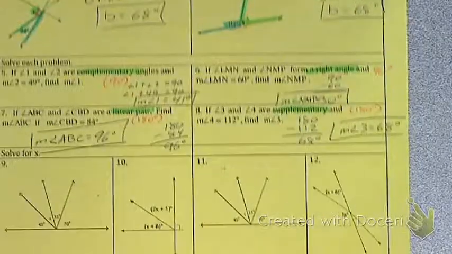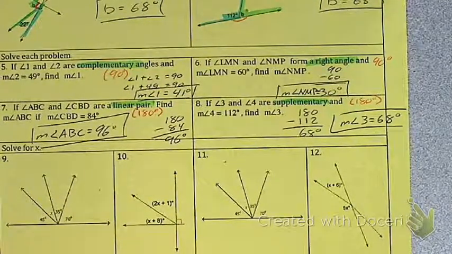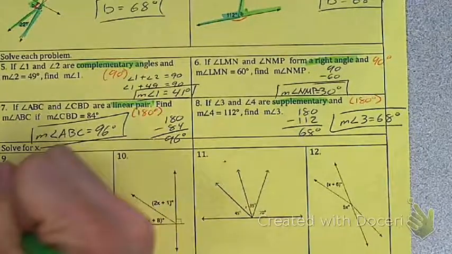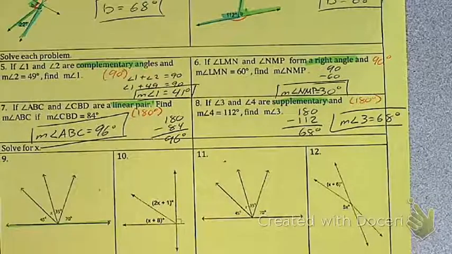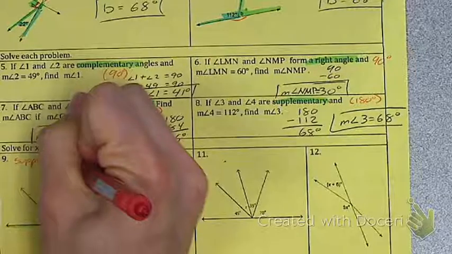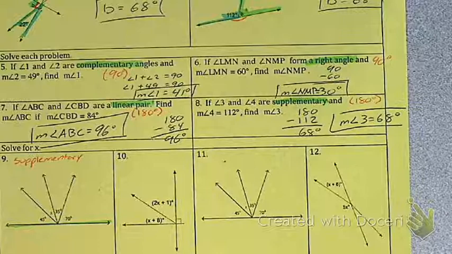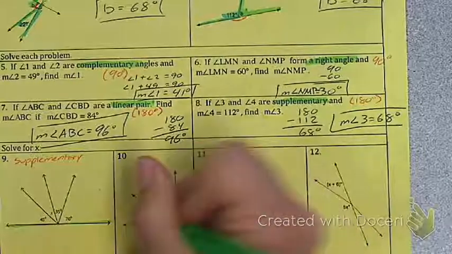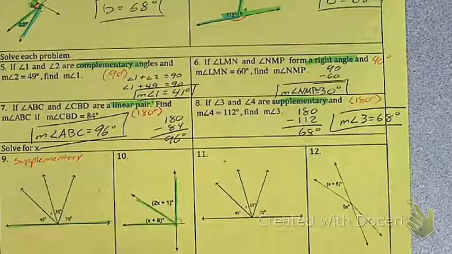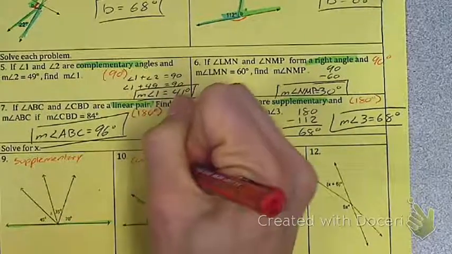Numbers 9 through 12 don't give you any words, but they give you images to know. For example, number 9, all of these angles form a straight line. Therefore, all of these are going to be supplementary. But in number 10, you have two angles that when combined form a right angle. Therefore, these are going to be complementary.